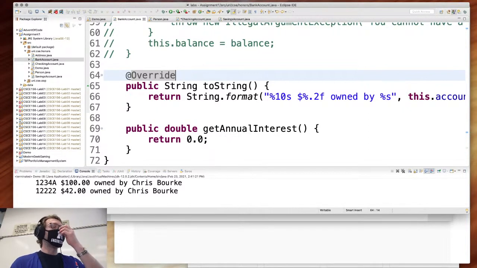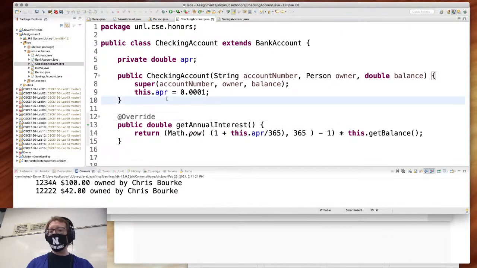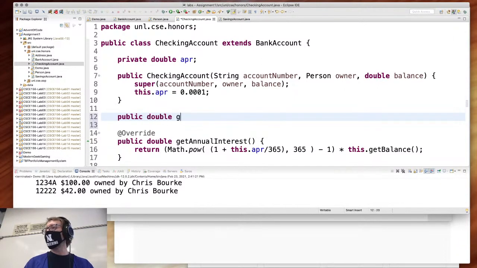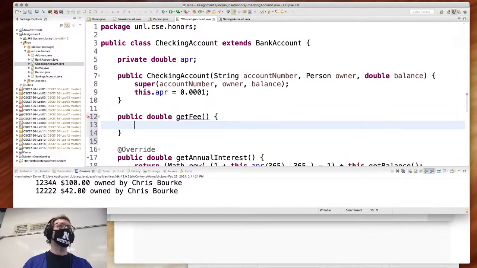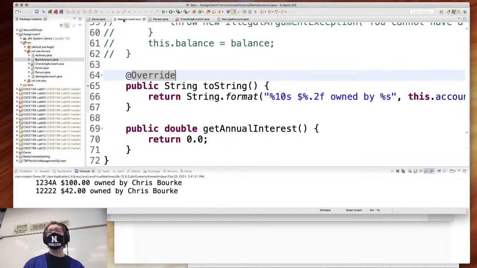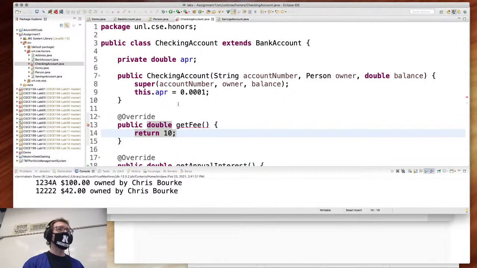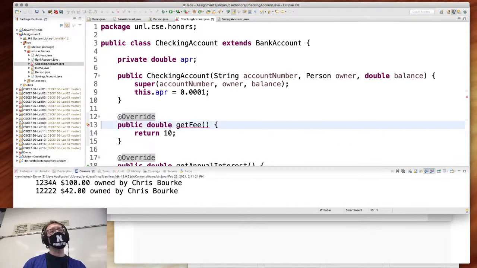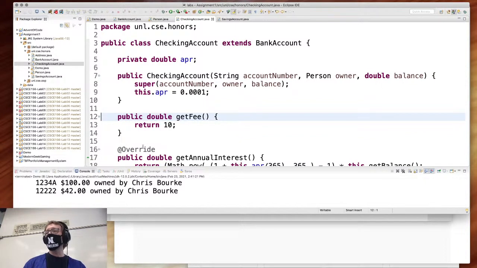It's not required when you override something, but it's a nice practice because if you are overriding a method, here I'll add something like getFee. Checking accounts sometimes have fees, like say a $10 annual fee or something like that. And I say that this is overridden from the superclass, but it's not, because there is no getFee in the BankAccount class. Then my compiler can check me. It's a sanity check. You said that it's overridden, but there's no method in the superclass that you're overriding. And it's going to end up with a compiler error right here. So that's why you would want to do something like that. Right? You use the annotation here.